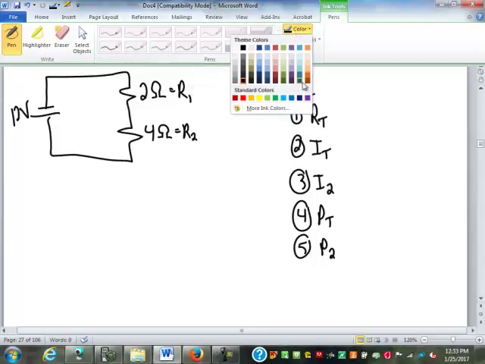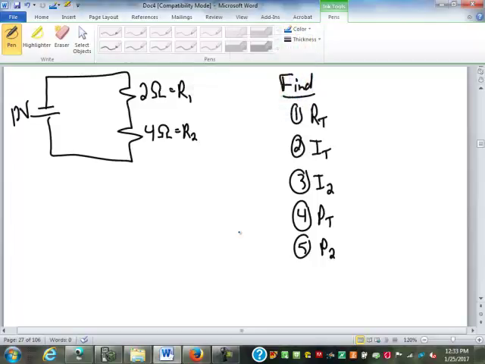Just to see what you remember and make sure we're using the same terminology here. RT, or total resistance, what's it going to be for this? 6 ohms, very good. Total current? 2 amps, very good. 12 volts over 6 ohms is 2 amps.